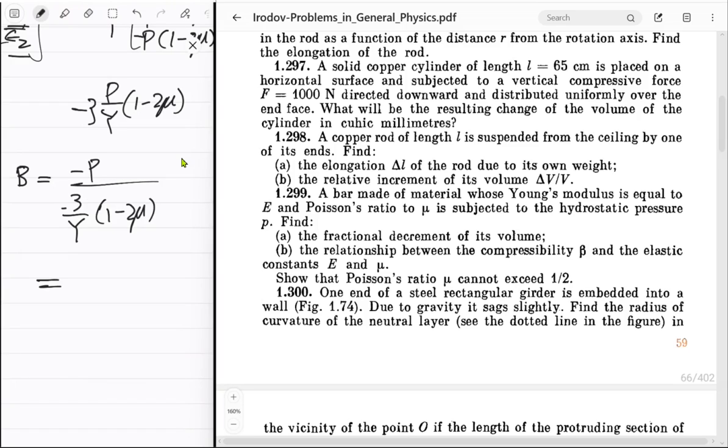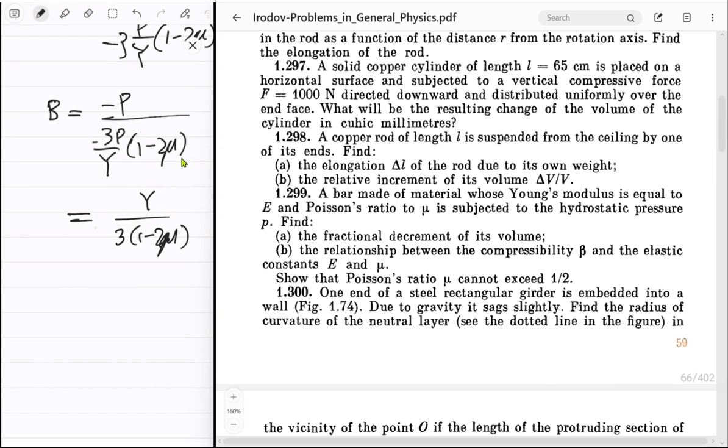Oh, sorry, it should be 3P over there. So this is just equal to Young's modulus upon 3 times of 1 minus 2 mu. So what does that mean? That just means the Young's modulus equals 3 times the bulk modulus times 1 minus 2 mu. That's what I wanted to show. So you got the relationship between compressibility or the bulk modulus, and the elastic constants. Cool, I got the thing.